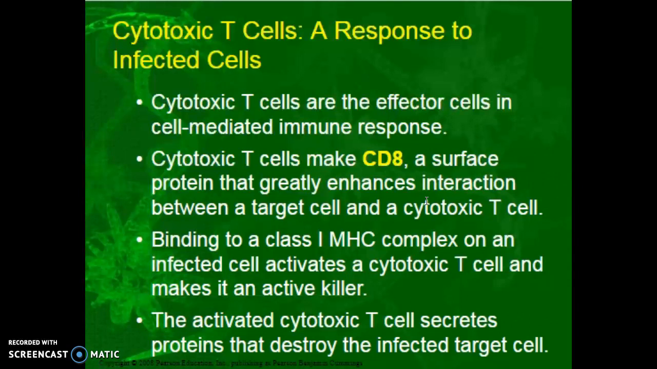If you don't watch Game of Thrones, the best way I can say it is like if I'm shaking your hand, my hand goes almost to your elbow and your hand goes almost to my elbow. So it's a really strong interaction. It really makes that bond really strong. Binding to a class I MHC on an infected cell activates that cytotoxic T cell and makes it an active killer cell. So it's off until it binds to class I MHC on the infected cell. The activated cytotoxic T cell is going to secrete proteins that are going to destroy the infected target cell.